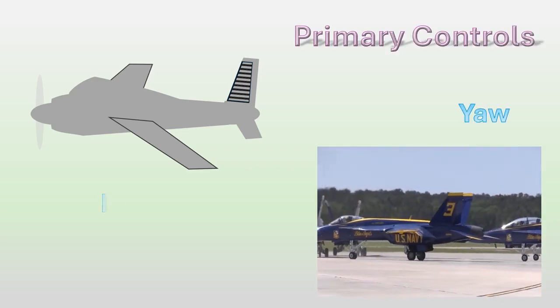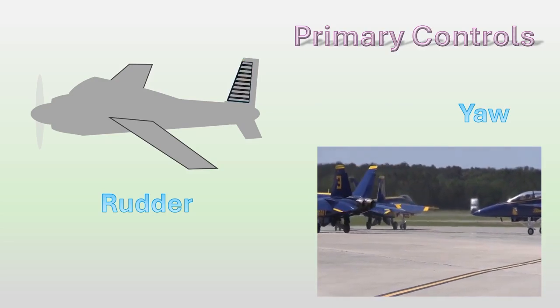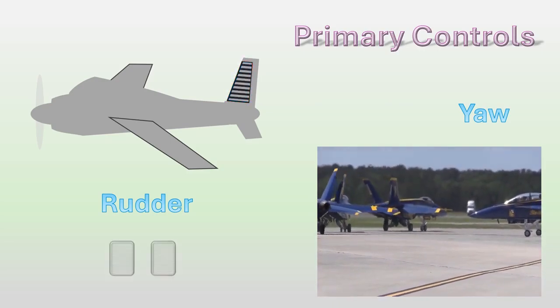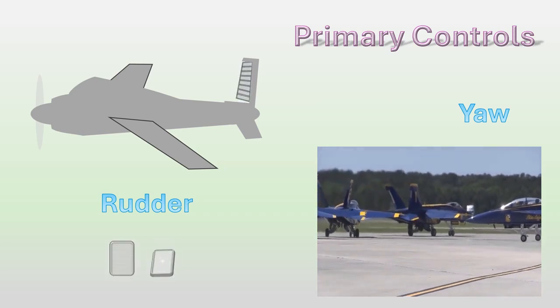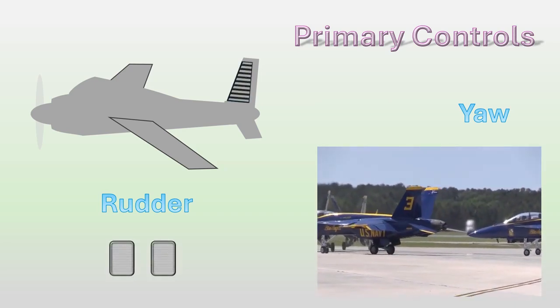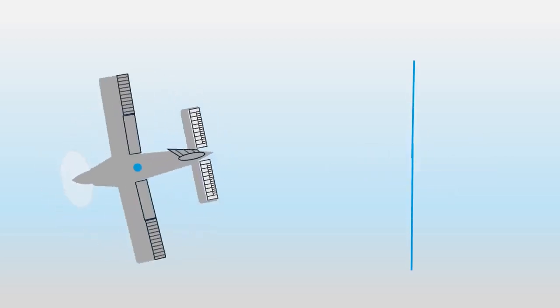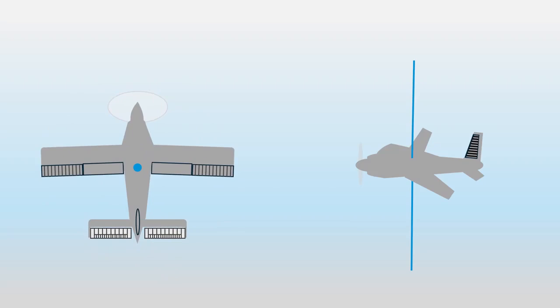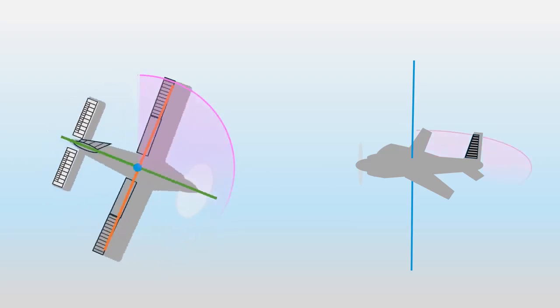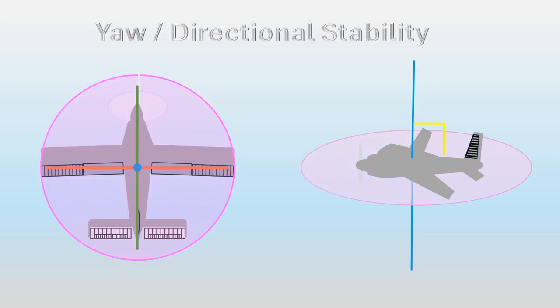When it comes to yawing, the rudder is your guy. The pilot uses the rudder pedals to control the rudder and steer the aircraft's nose left or right, both on the ground and in the air. As the airplane yaws about the vertical axis, it sweeps across the entire horizontal surface. Thus, yaw stability is often referred to as directional stability.